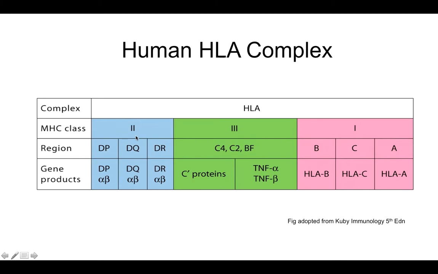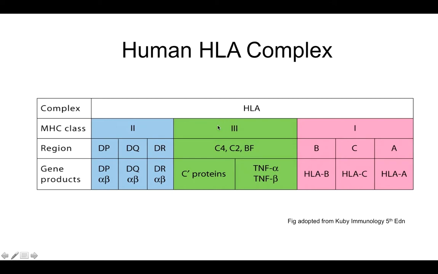This is the organization, as you can see, of the HLA complex in the human body. Its class 2 genes are clustered in a region which is the DP, DQ and DR region. The class 1 genes are clustered in the region of B, C and A, and the gene products of class 2 MHC molecule are the DP alpha beta, DQ alpha beta and the DR alpha beta. While class 1 MHC genes encode for the gene products that is HLA-A, HLA-B and the HLA-C.